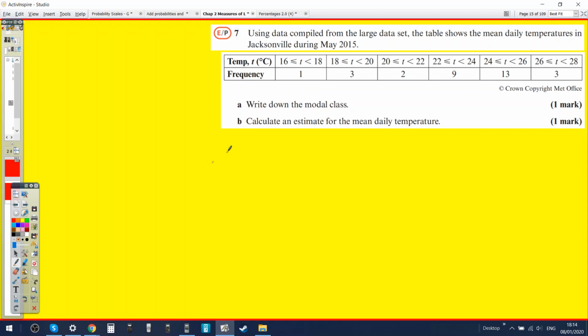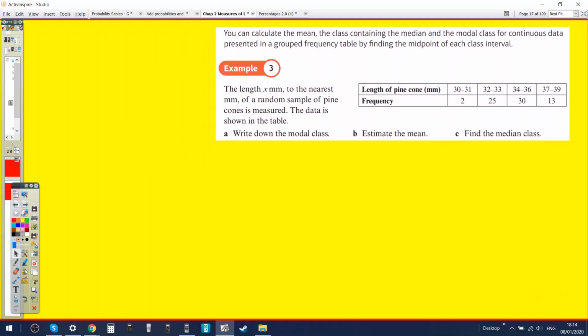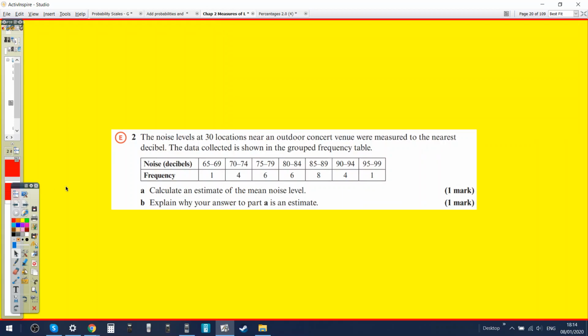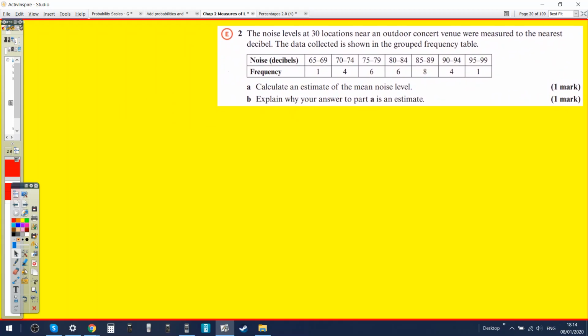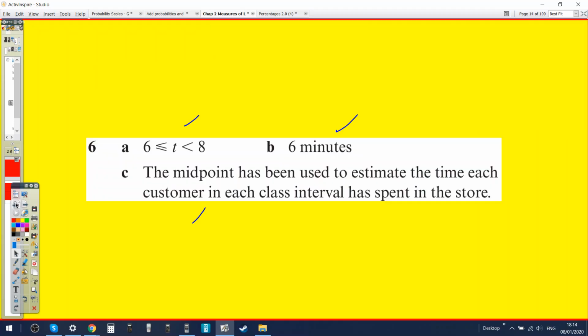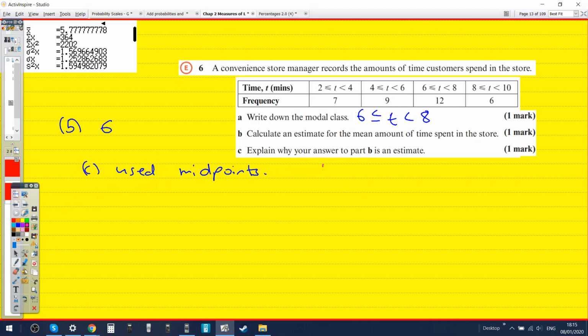Write down the modal class. That's fine. Calculate an estimate for the mean daily temperature. That's also fine. Okay, next thing. This is what we were just doing. Fine, I just jumped the gun. An estimate for the mean. Explain why it's a thing. Sure. So hold on, I just have to say to myself, move forward to grouped data.